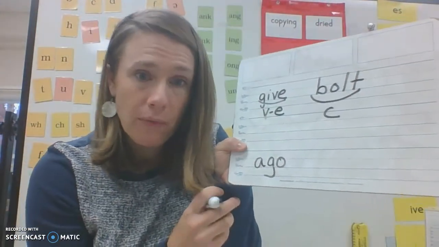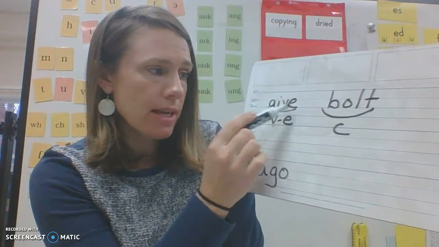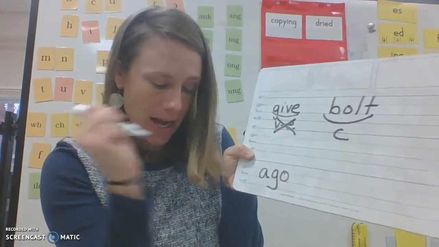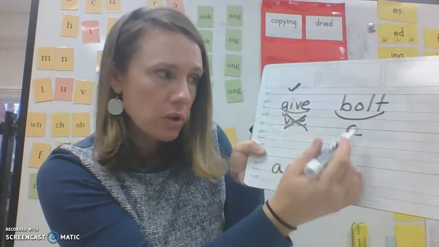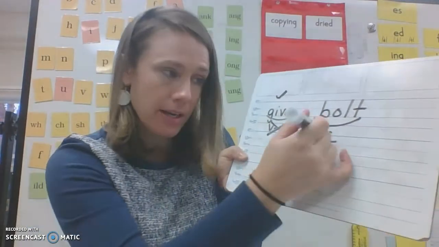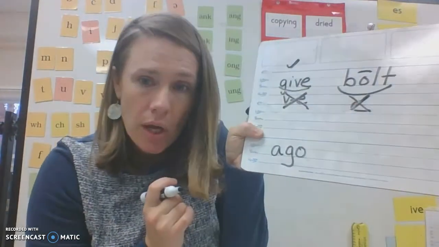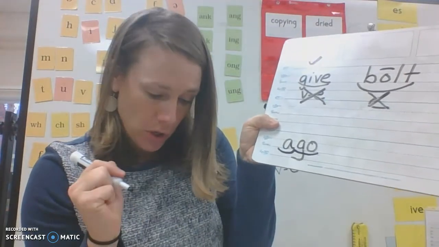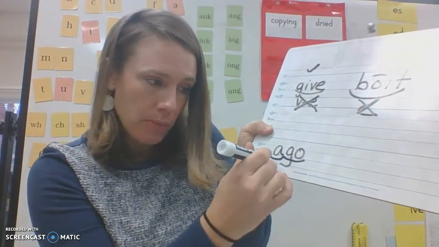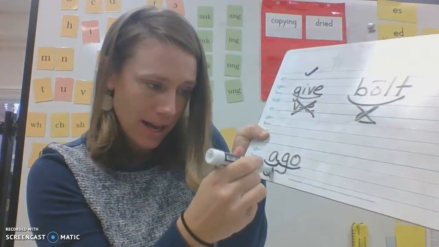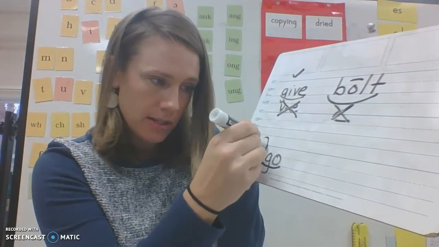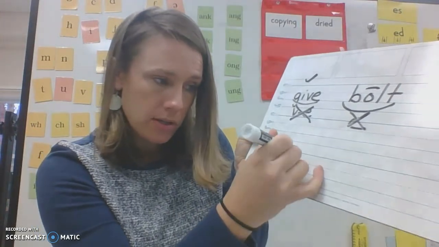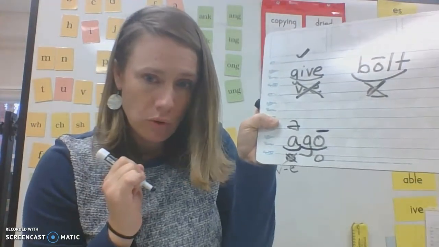So here's our exception review one more time. Give looks like vowel consonant E, but it's not because the I is short. Bolt looks like it's closed, but it's not because the O is long. And then ago is a two-syllable word. And A would be open, except it's not because of the schwa sound. It says that upside down E for schwa. Go is open, and it doesn't break the rules.